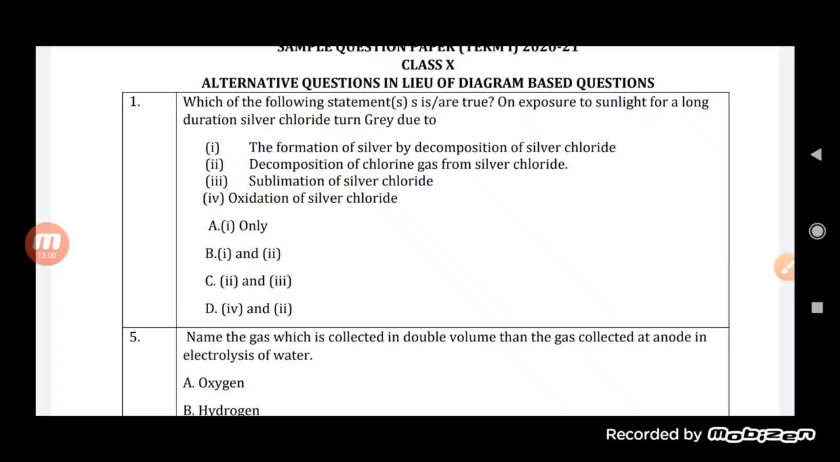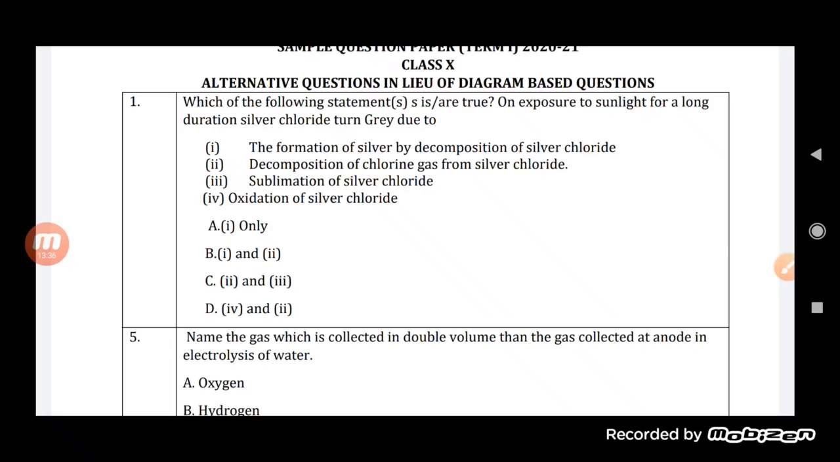Which of the following statements is or are true here? On exposure to sunlight for a longer period of time, silver chloride turns grey due to: the formation of silver by decomposition of silver chloride, or decomposition of chlorine gas from silver chloride, or sublimation of silver chloride, or oxidation of silver chloride. So here the first one is the correct option, that is the formation of silver by the decomposition of silver chloride.